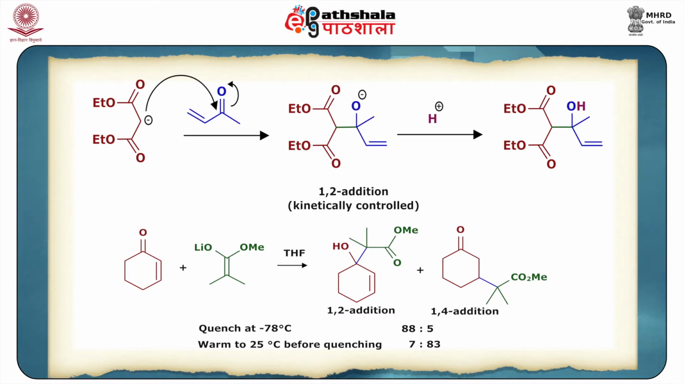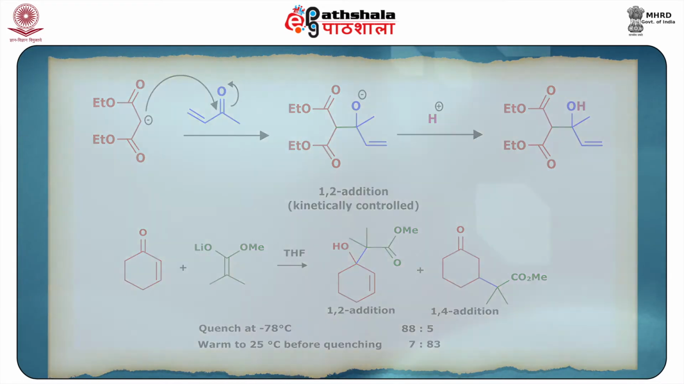Moving further, carbanions are weak bases and they favor 1,4 addition. However, if we use strong bases like alkyl lithiums or alkyl magnesium halides, that is Grignard reagents, etc., they will give 1,2 addition, that is directly to the carbonyl group, unless the carbonyl group is sterically hindered by large groups.